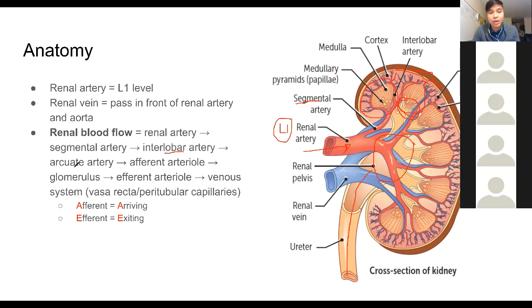And then it goes into the arcuate. Arcuate means basically anything that is like an arch. Like an archer's bow, right? So this is an arch. So that's why we call it an arcuate. Archer also starts with arch. If you study mathematics, an arc is like an angle. So that's why we call this artery an arcuate artery.